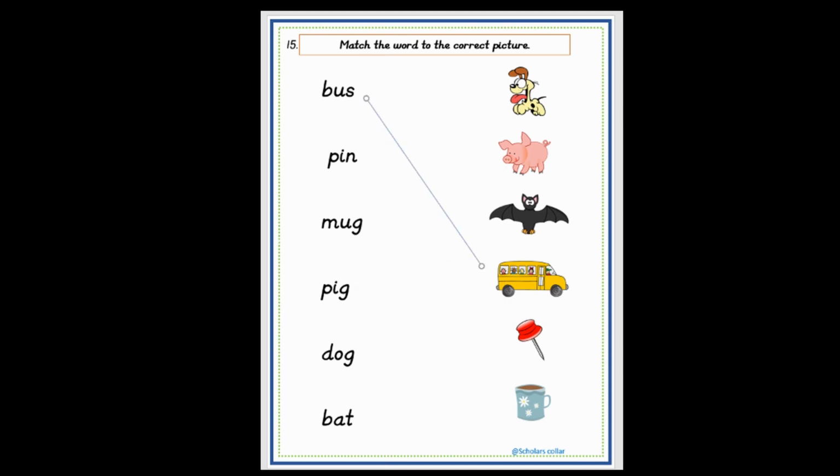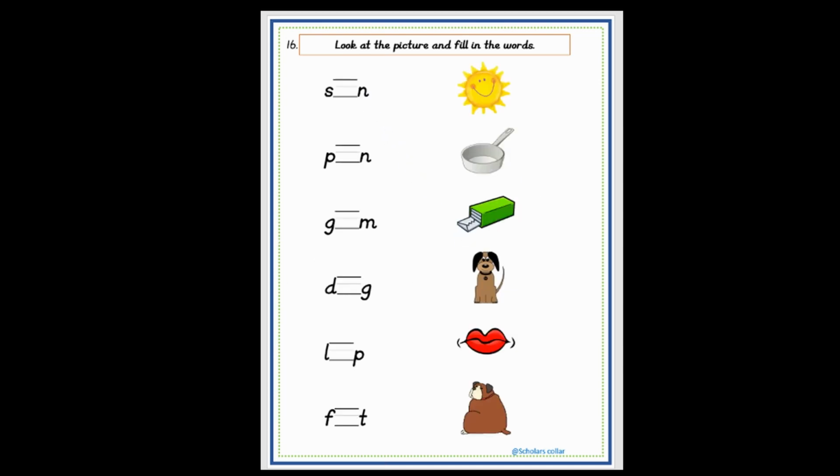Next, we have look at the picture and fill in the words. So this is a picture of the sun. So you're missing the sound here. You're just going to put the letter. Pan, so it's going to be a here. Gum, dog, lip, and fat.